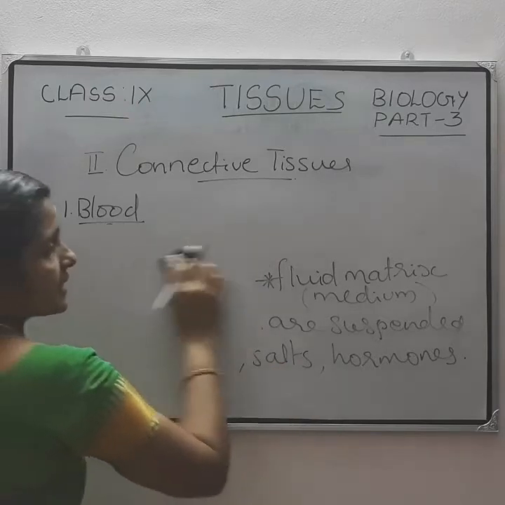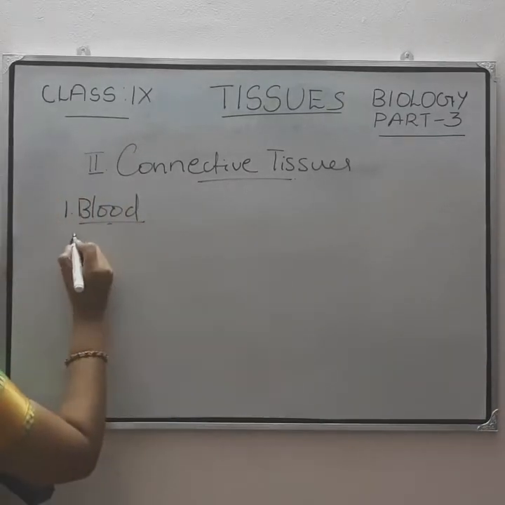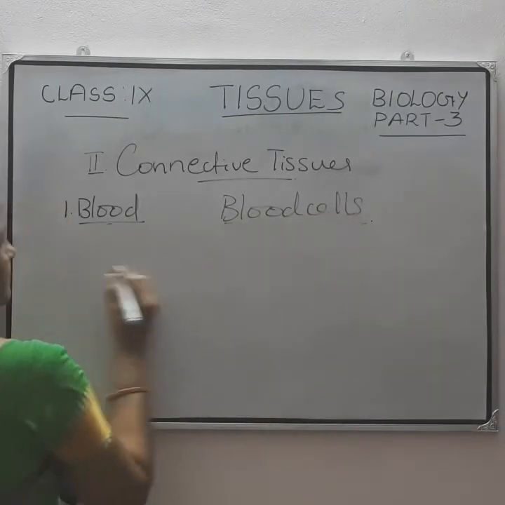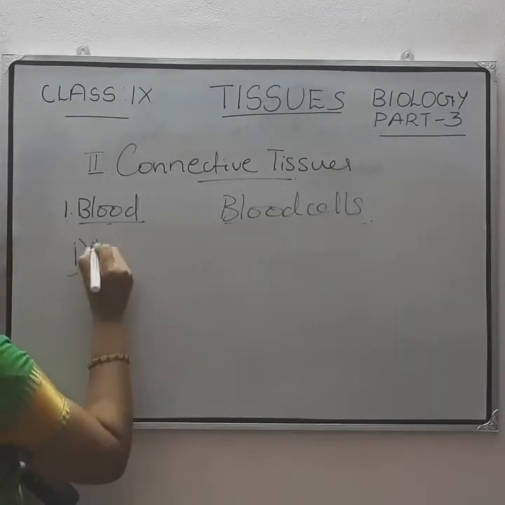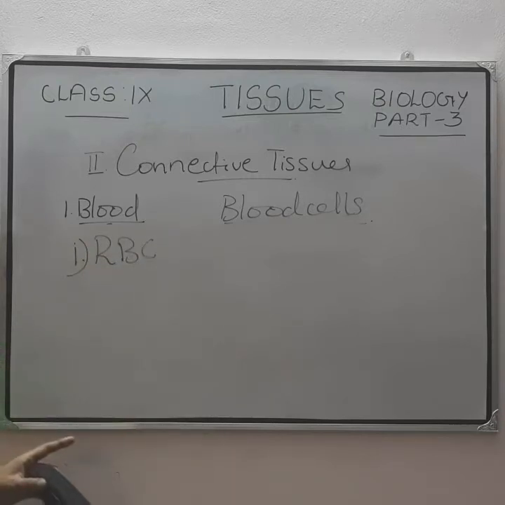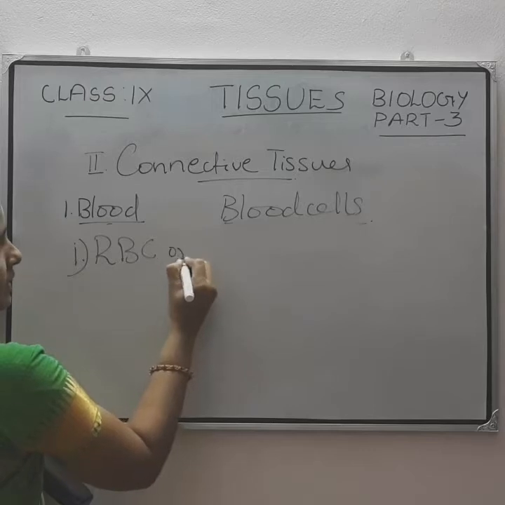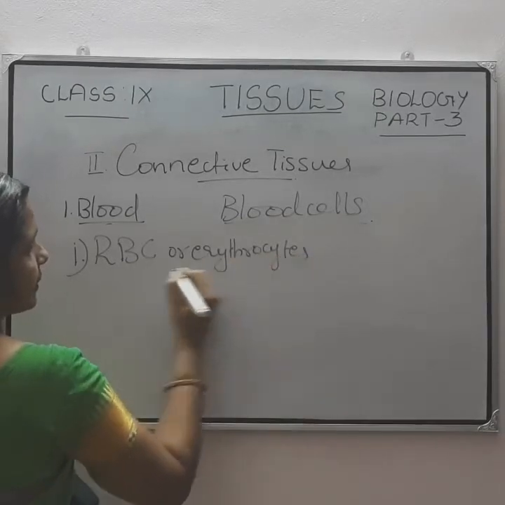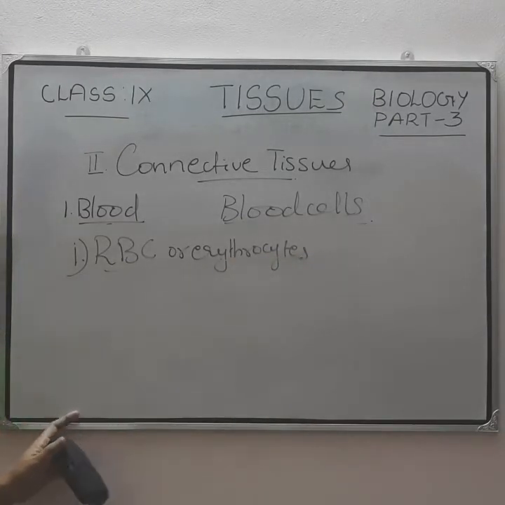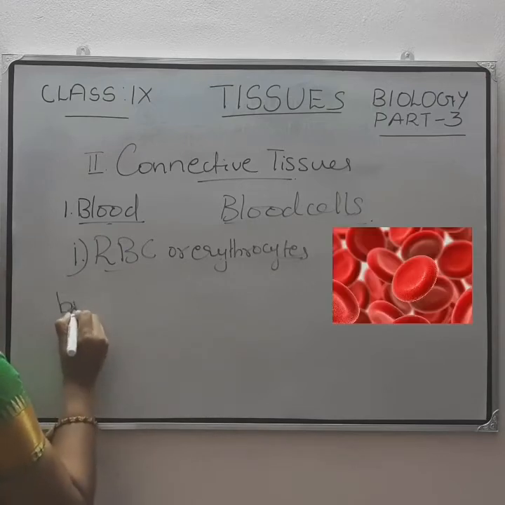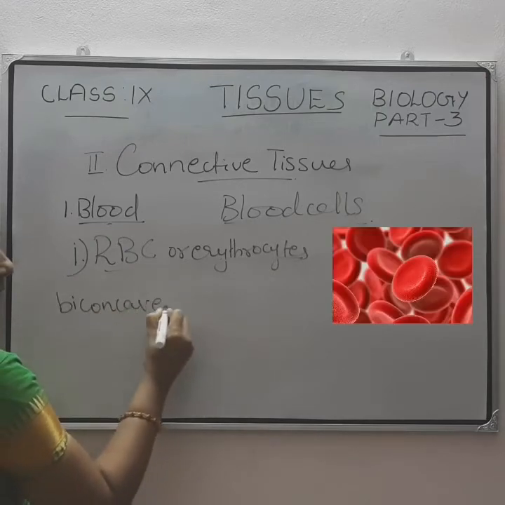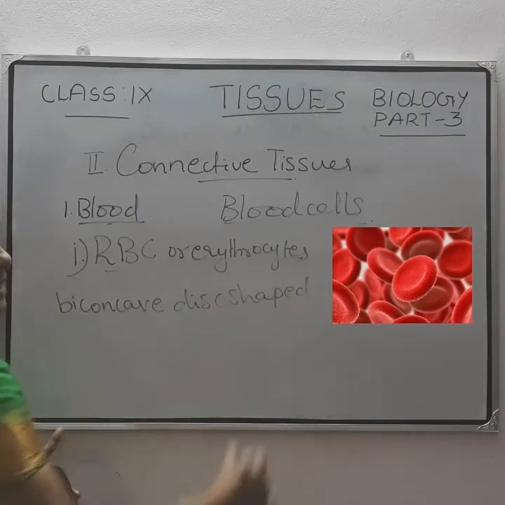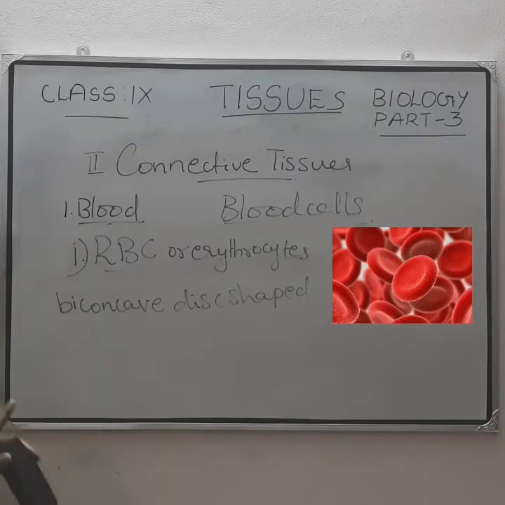Next is about blood cells. Which are the blood cells? The blood cells are of three types. The one is RBC, otherwise known as erythrocytes. And what is the shape of RBC? Look at the figure here. It is biconcave, disc-shaped cells.